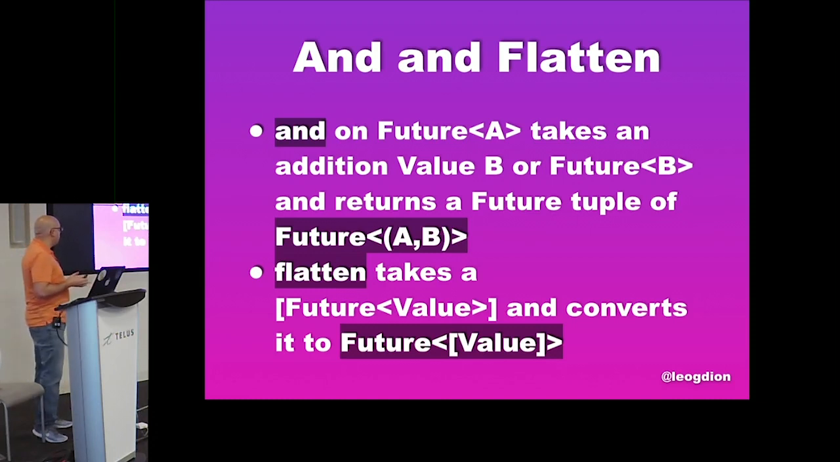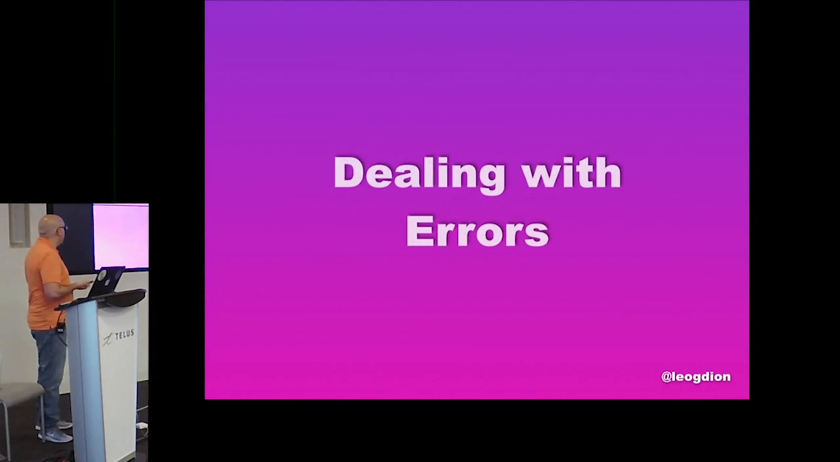If you do flatten, a lot of times you're going to do an actual map on an array, and you get a bunch of futures, but you actually want to flatten that, so that rather than being an array of futures, it actually is a future of an array. So luckily, flatten does that for us, which is really useful when you are trying to do advanced queries on the database.